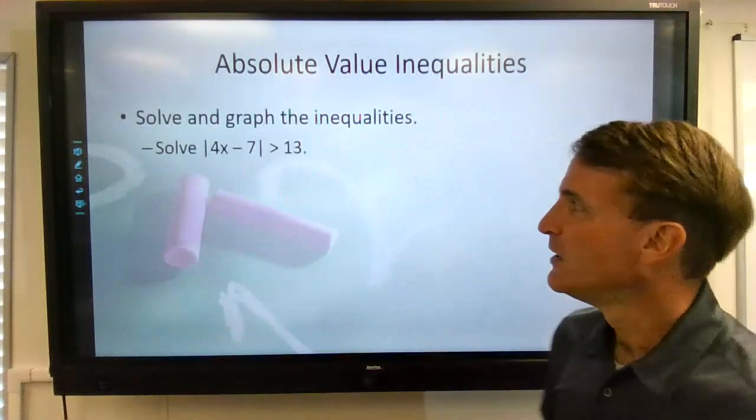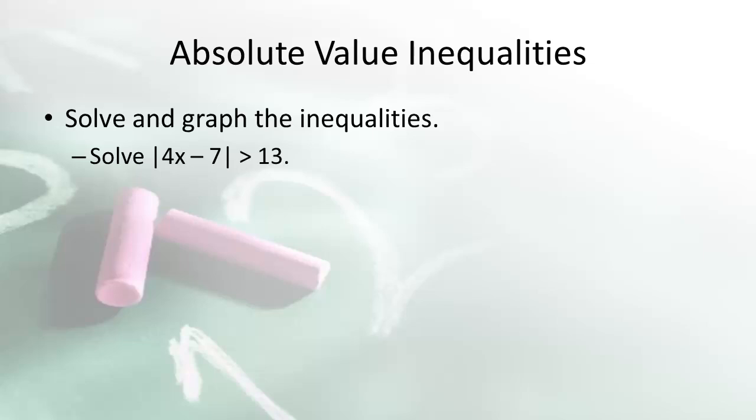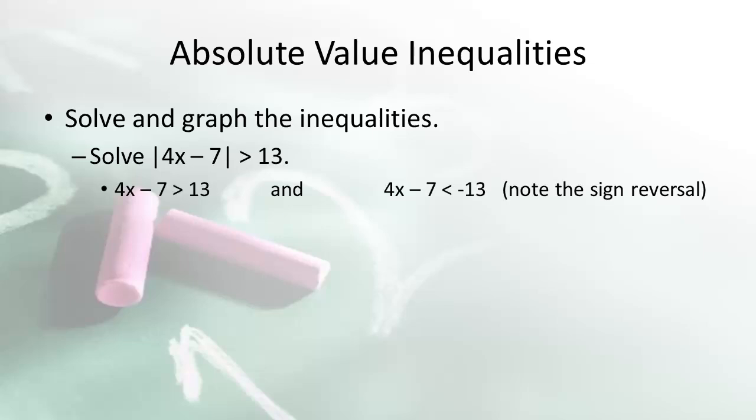All right, try some of these on your own. Here's the first one. We have the absolute value of 4x minus 7 is greater than 13. So once again, the first thing that I did is break it into two inequalities without the absolute value. I dropped the absolute value on the first one, which gives me 4x minus 7 is greater than 13. On the second one, I'm going to drop the absolute value, flip the inequality sign around, and change all the signs on the right side of the equation. So that gives me 4x minus 7 is less than a negative 13.